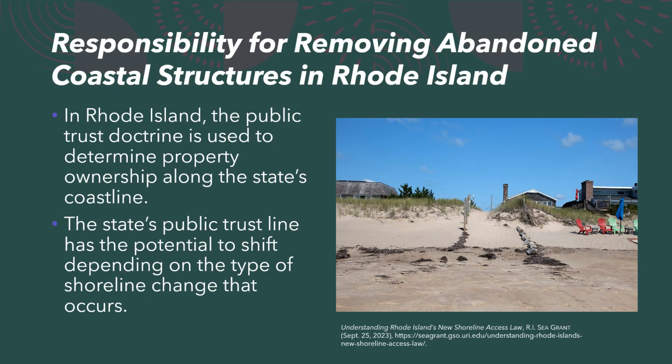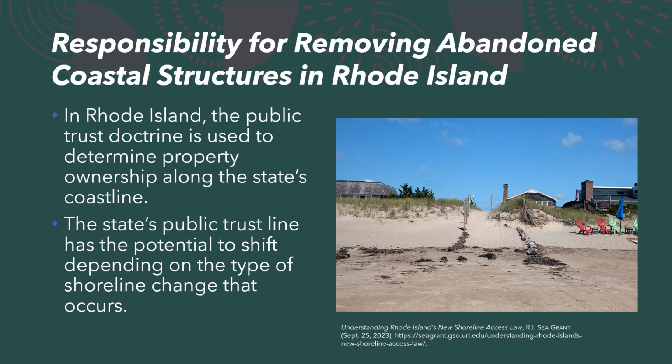In Rhode Island, the responsibility for relocating or destroying abandoned or uninhabited structures along the state's coastline ultimately falls on the party that owns the realty. So, before any liability for removing or destroying the coastal structure can be assigned, property ownership must be determined. In Rhode Island, the public trust doctrine is used to determine property ownership along the state's coastline.